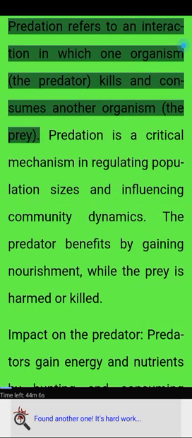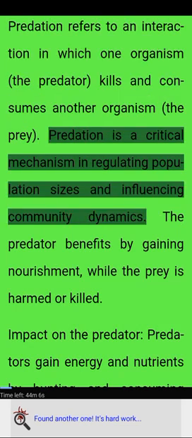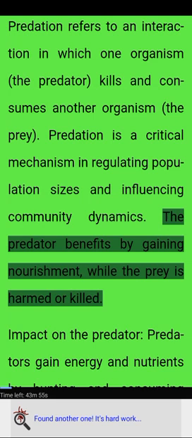1. Predation. Predation refers to an interaction in which one organism, the predator, kills and consumes another organism, the prey. Predation is a critical mechanism in regulating population sizes and influencing community dynamics. The predator benefits by gaining nourishment, while the prey is harmed or killed.